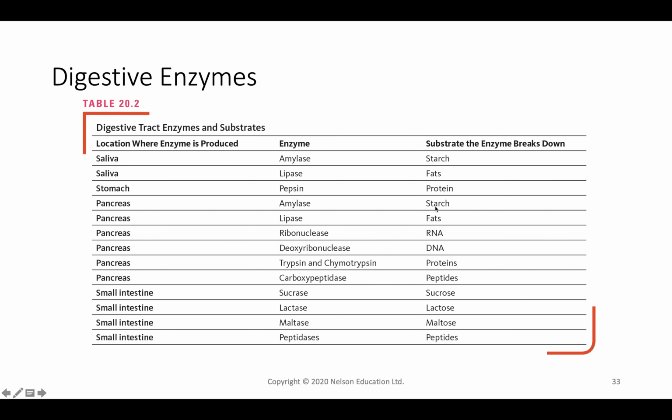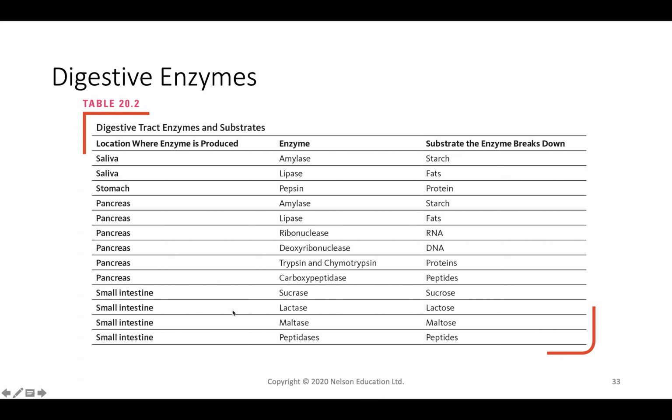That breaks down starches. Pancreas also is going to secrete lipase, which breaks down lipids or fats, ribonucleases, which breaks down RNA, deoxyribonucleases break down DNA, as well as trypsin and chymotrypsin, which start breaking down proteins. We also have carboxypeptidase, which breaks down peptides. Proteins are the large version, peptides are the smaller version. We want to get down to amino acids. So this breaks down large into medium. This breaks down medium into small, if that makes sense, right?